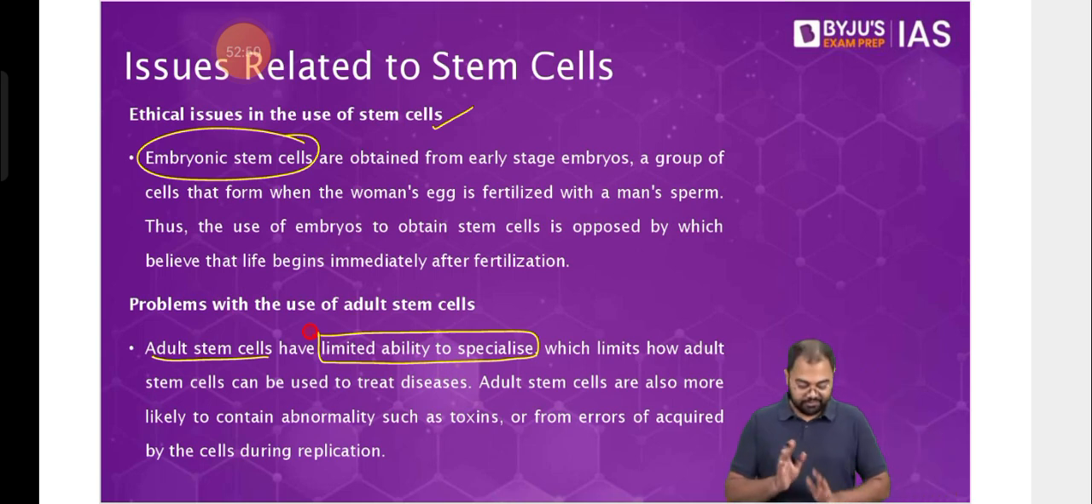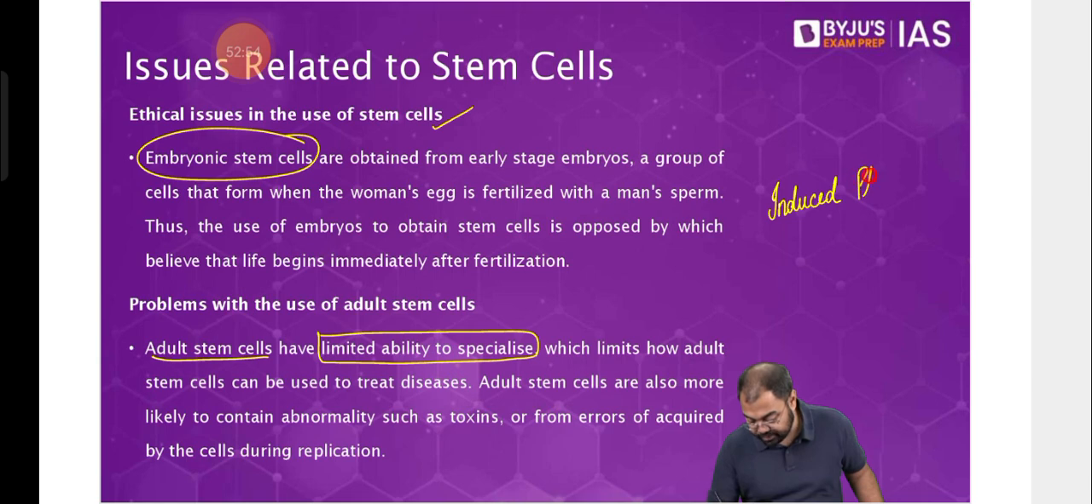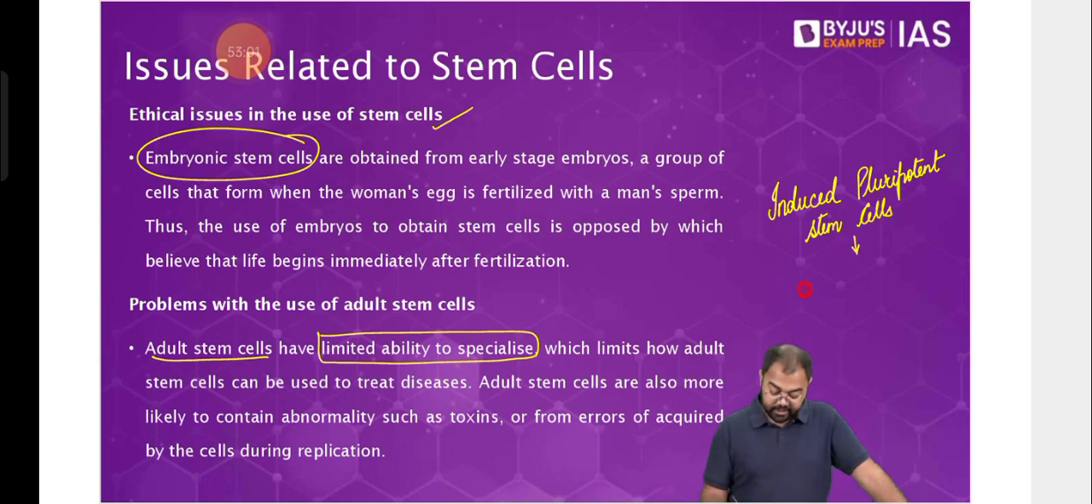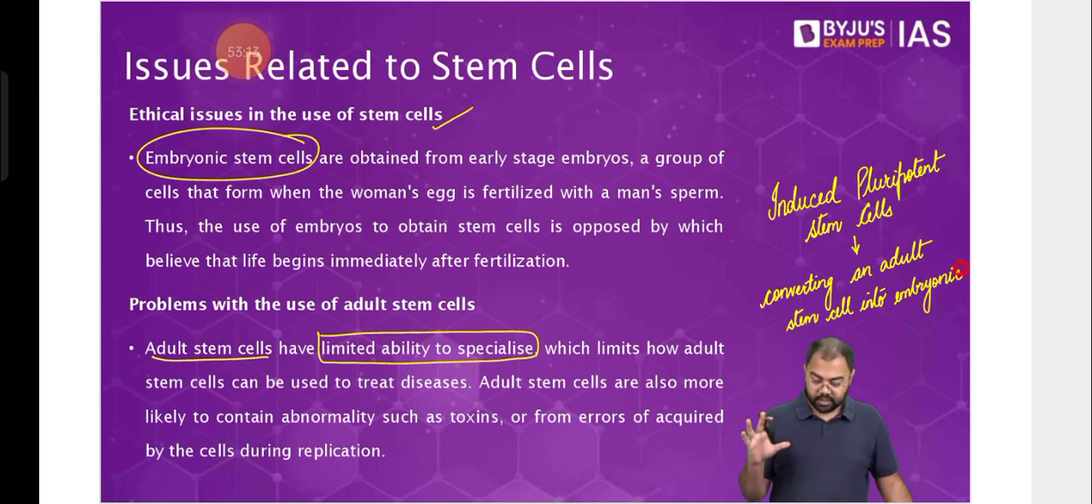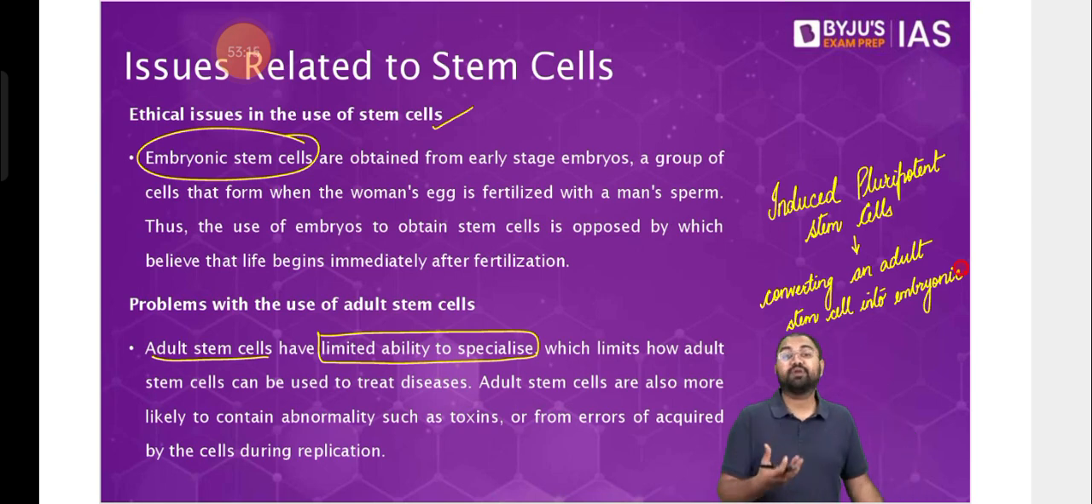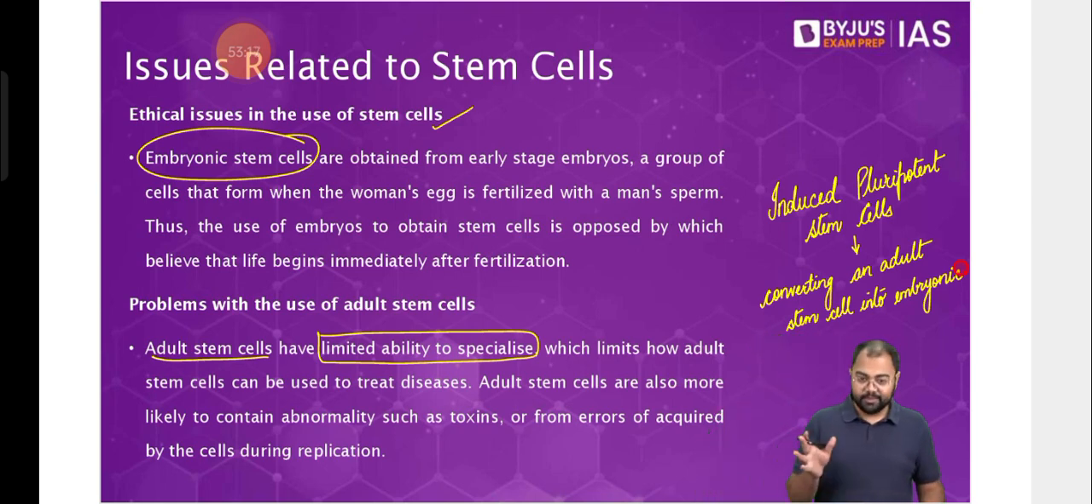So we have found a way to solve this problem as well, and this is called induced pluripotent stem cells. Induced pluripotent stem cells is where you are converting an adult stem cell into embryonic. That's why these are called induced pluripotent, because you are inducing the properties of being pluripotent in an adult stem cell. So this in a manner solves a problem for us.